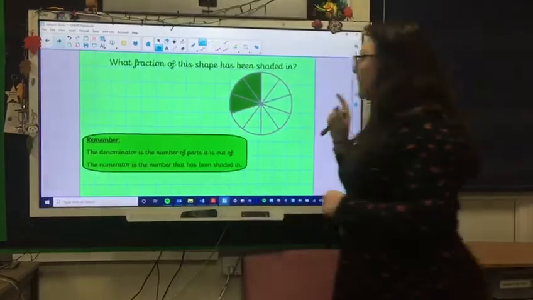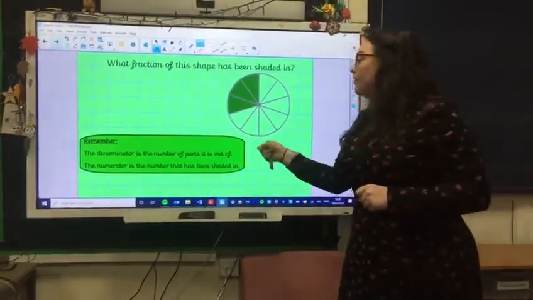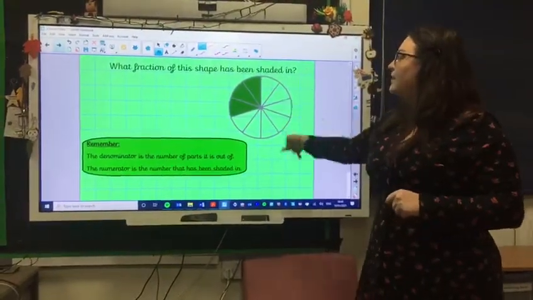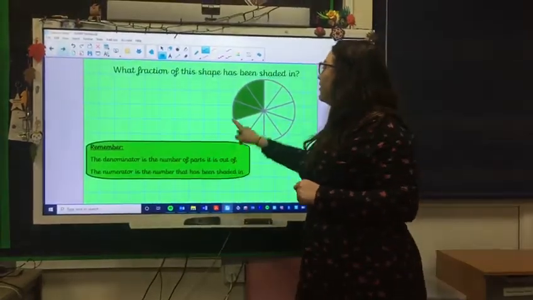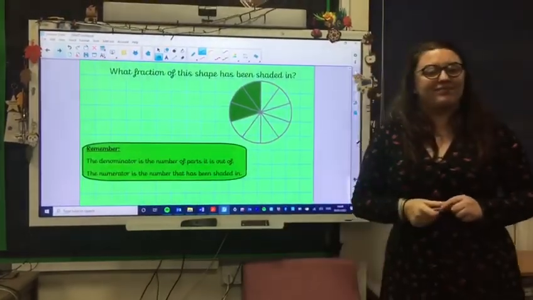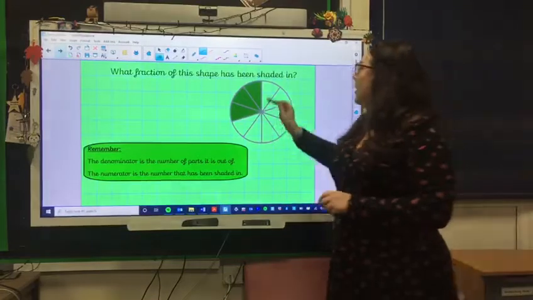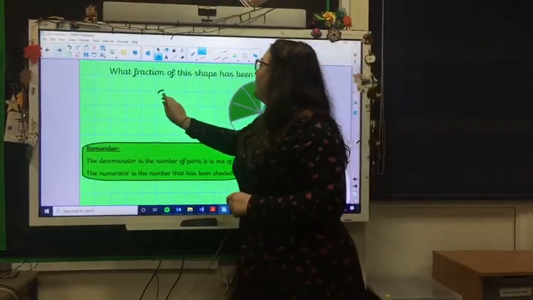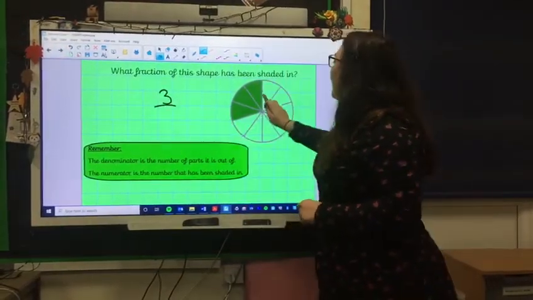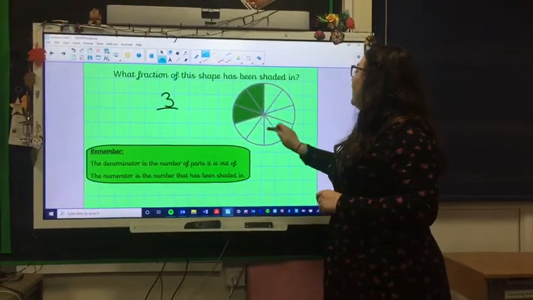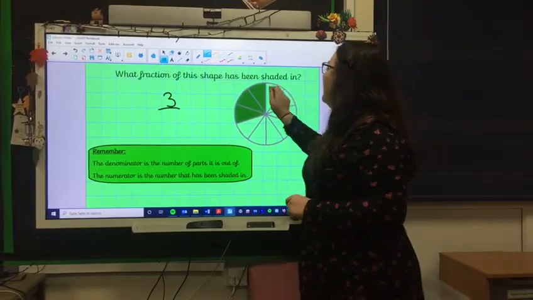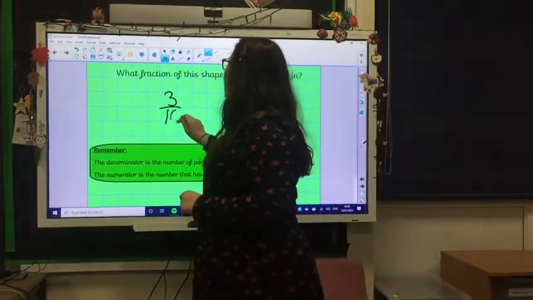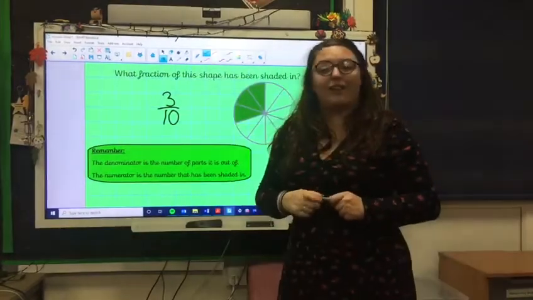Okay, do the same thing with this one. Remember the denominator, the bottom number, is how many it's out of, and the numerator, the top number, is how many have been shaded in. Let's see how you got on. 1, 2, 3 have been shaded in, so the numerator is 3, out of 1, 2, 3, 4, 5, 6, 7, 8, 9, 10. So 3/10 have been shaded in there.